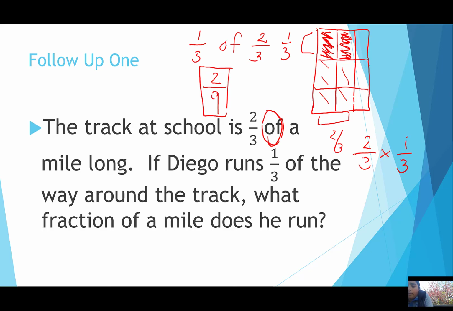1/3. I am multiplying the numerators, which is 2, multiplying the denominators, which is 9. So we get a product of 2/9, which makes sense. He's running 2/9 of a mile. If this whole thing is the entire mile, he's running 2 out of the 9 sections.